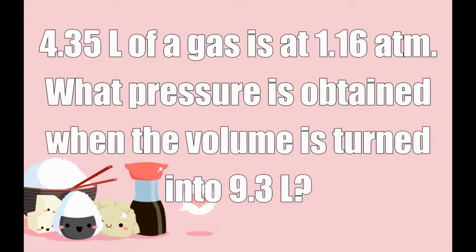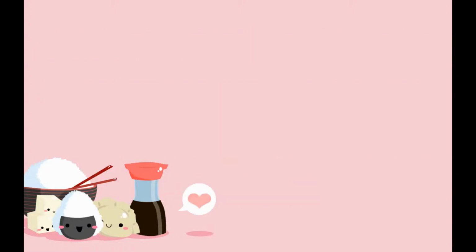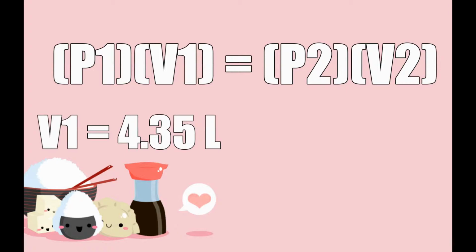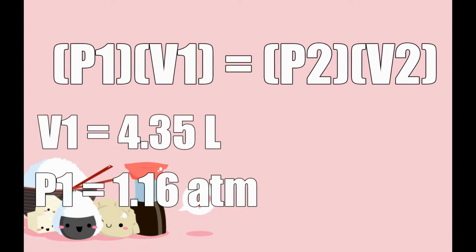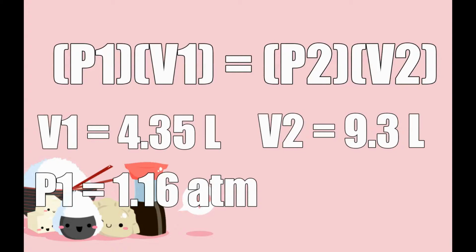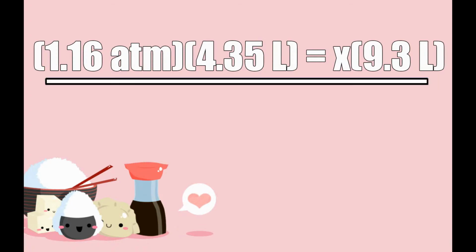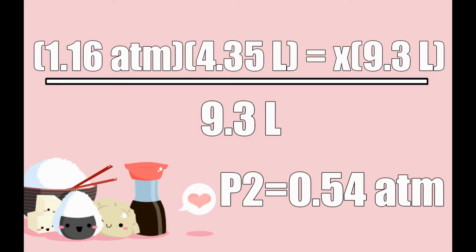4.35 liters of a gas is at 1.16 atmosphere. What pressure is obtained when the volume is turned into 9.3 liters? So using the formula P1 times V1 is equal to P2 times V2, we substitute 4.35 liters to V1 and 1.16 atmosphere to P1. And for the V2, we use 9.3 liters and the P2 is missing. So now we have 4.35 liters times 1.16 atmosphere is equal to X times 9.3 liters over 9.3 liters. And by that we get the answer 0.54 atmosphere.